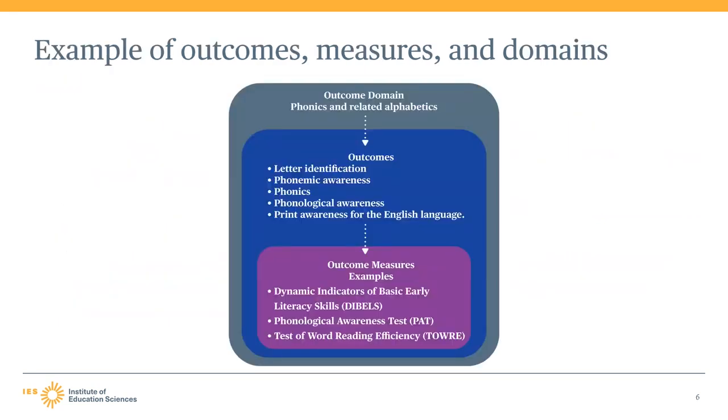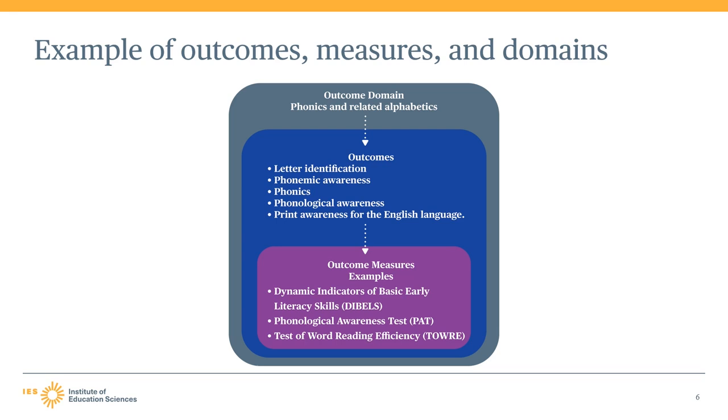This figure shows an example of these concepts of outcome domains, outcomes, and outcome measures, and highlights the differences between these three terms. One outcome domain of interest to the WWC is phonics and related alphabetics. Within this outcome domain, there are several different types of outcomes, including letter identification, phonemic awareness, phonics, phonological awareness, spelling, and print awareness for the English language. And for each of these outcomes, there are different types of specific outcome measures that can be used to provide data on phonics and related alphabetics.